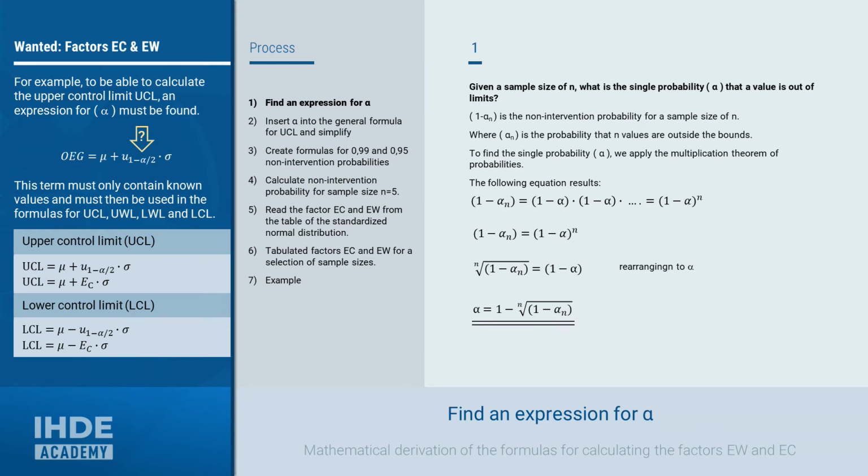To find the single probability, we apply the multiplication theorem of probabilities. The following equation results. As already mentioned, 1 minus alpha n is the non-interference probability for a sample size of n. The expression 1 minus alpha stands for the non-interference probability for a single value. By transposing to alpha, we get the double underlined expression for alpha, which we need for the further calculations.